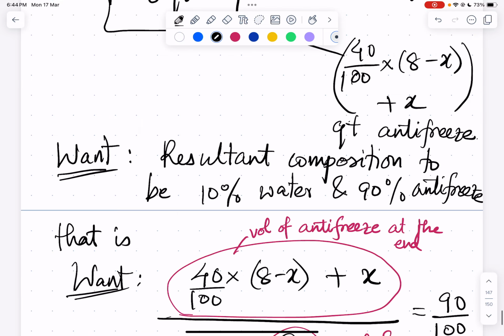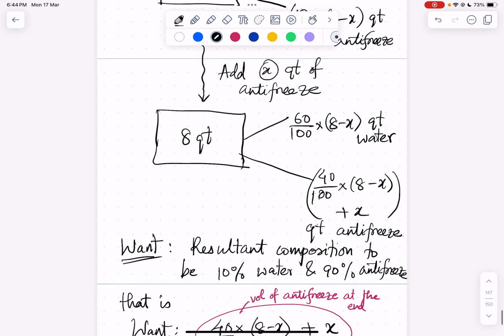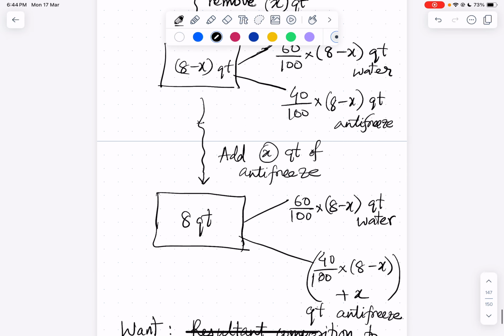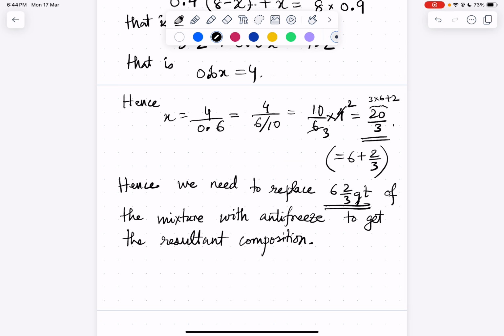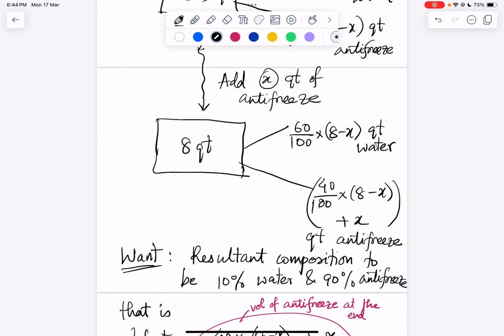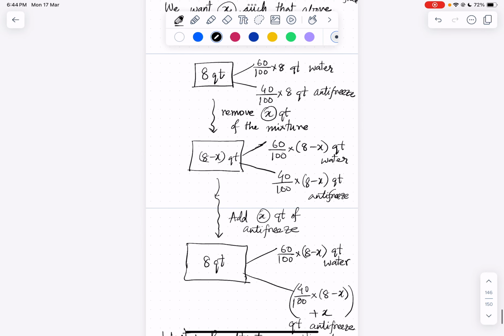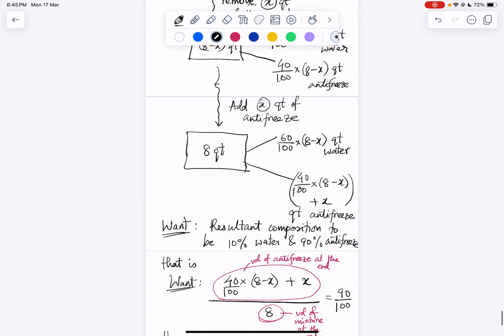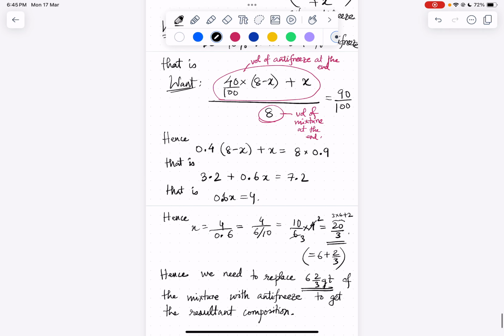So if we start with the 60-40 by volume mixture of water and antifreeze and remove 6 2 by 3 quarts from these 8 quarts and replace it with 6 2 by 3 quarts of antifreeze, then we get a resultant mixture of composition 10% water and 90% antifreeze. So this is one interesting example. We removed x quarts of the mixture and added x quarts of the antifreeze and found the resultant composition in terms of x, and we want the resultant composition to be such that this 90% thing holds, and from that we get x.